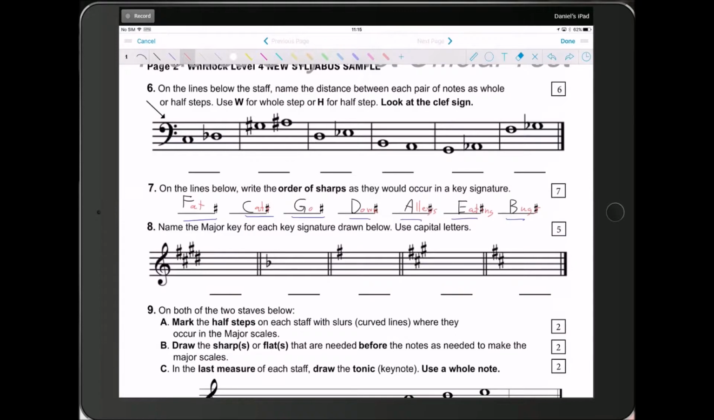Use capital letters. Sorry, I have some phlegm in my throat or something.